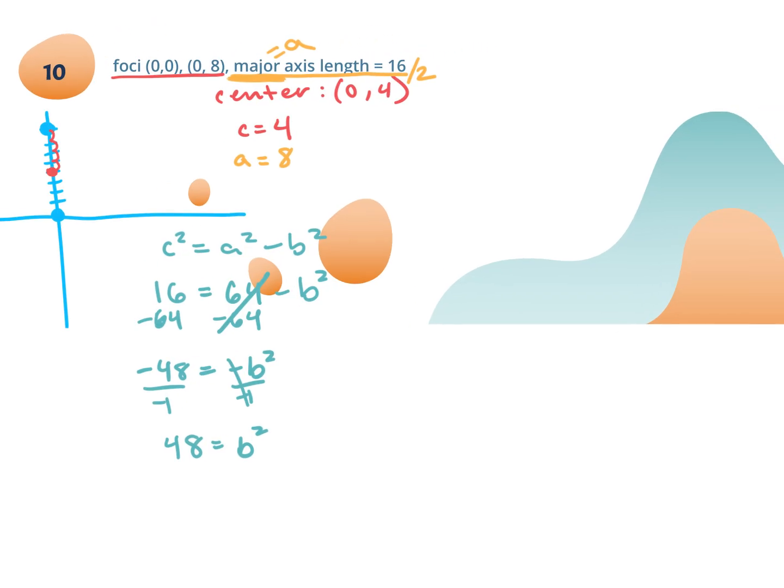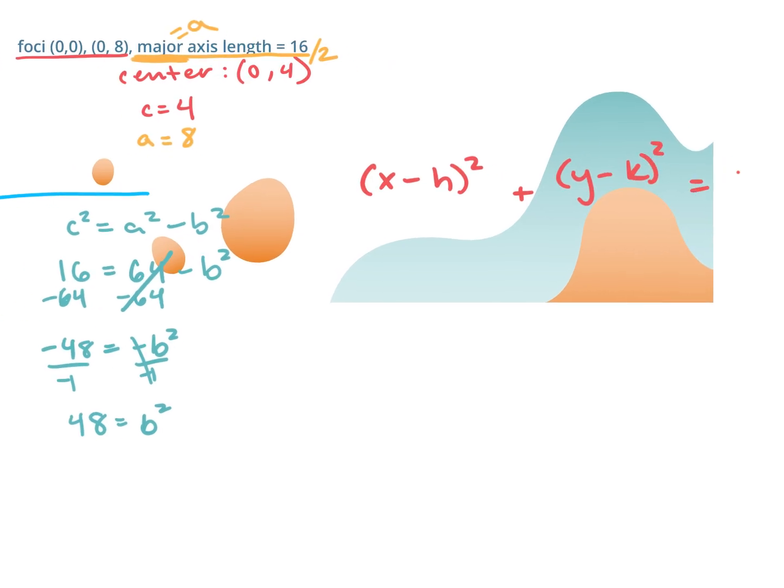So let's write our equation. We have x minus h squared plus y minus k squared equals 1. Is A going to be under the x or the y? Or A squared? Is it going to be under the x or the y? The y, perfect. Because our foci go up and down. So since our foci go vertically, the larger denominator is going to be under the y.